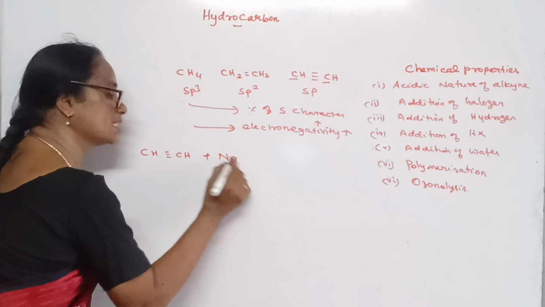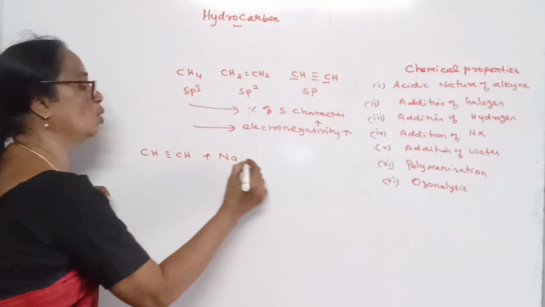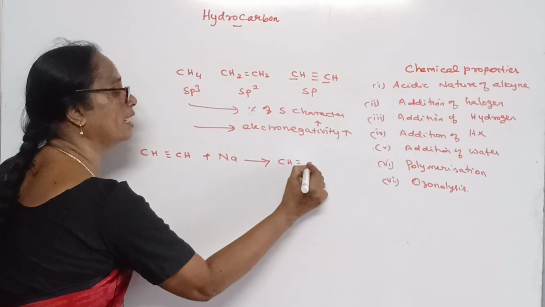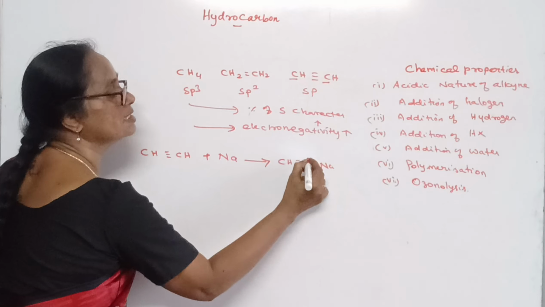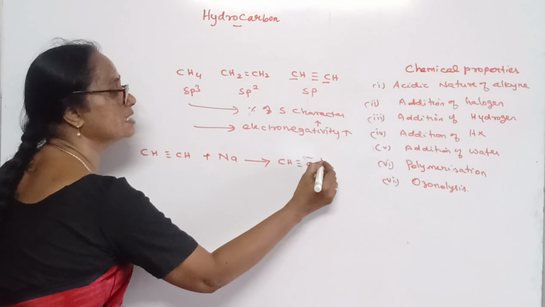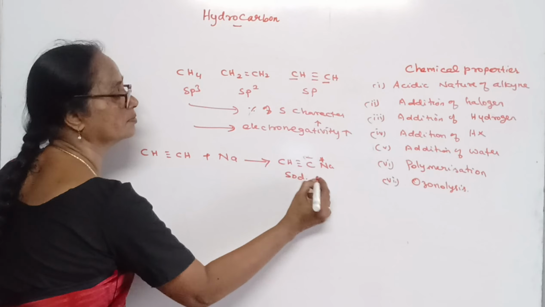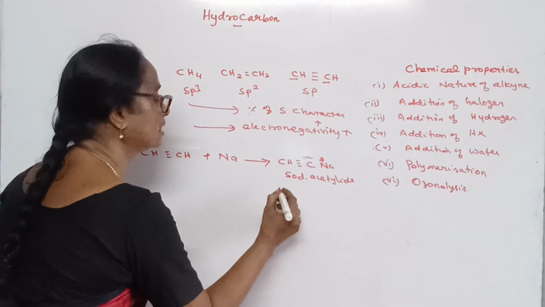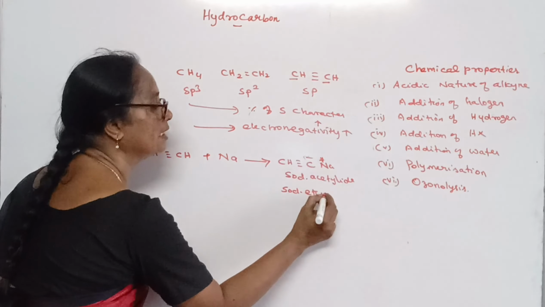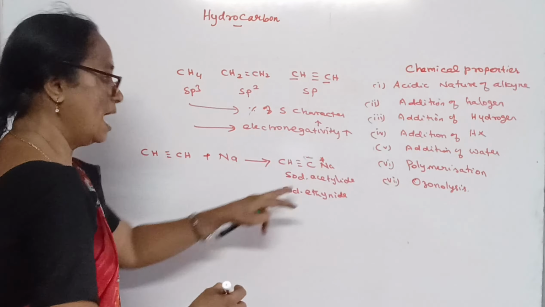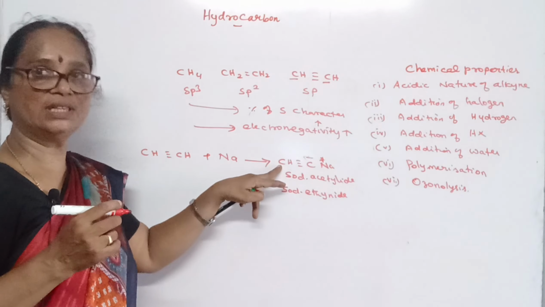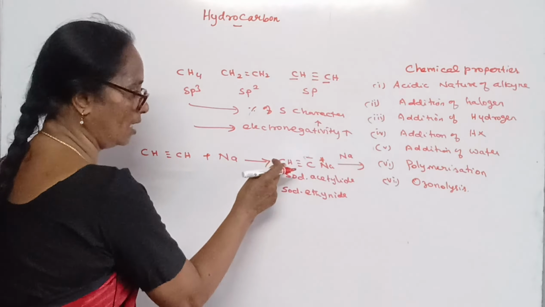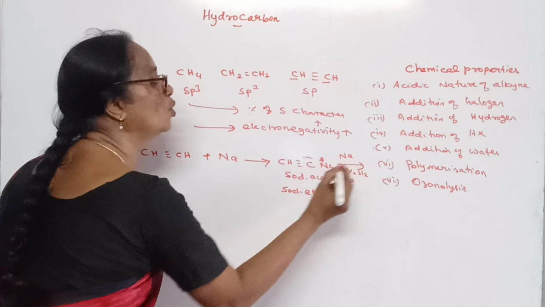So, you can take strong electropositive metals like sodium, which displaces the hydrogen from ethyne, and we will get CH≡CNa. This is called sodium acetylide, or we can say sodium ethynide. And still it has one more hydrogen atom on its sp carbon. So, further it reacts with another sodium metal, and the next hydrogen is removed as hydrogen gas.